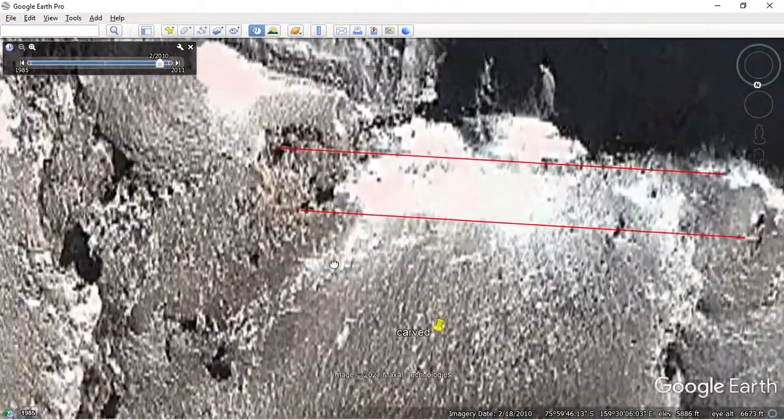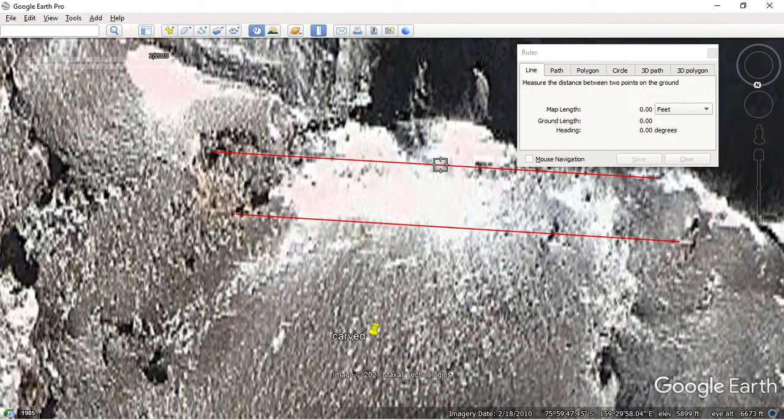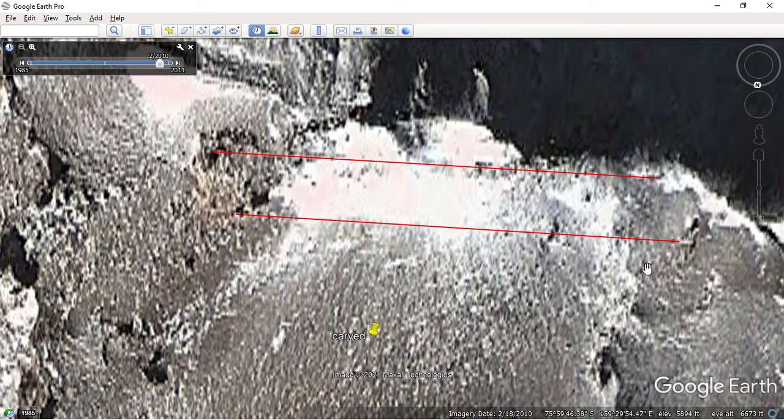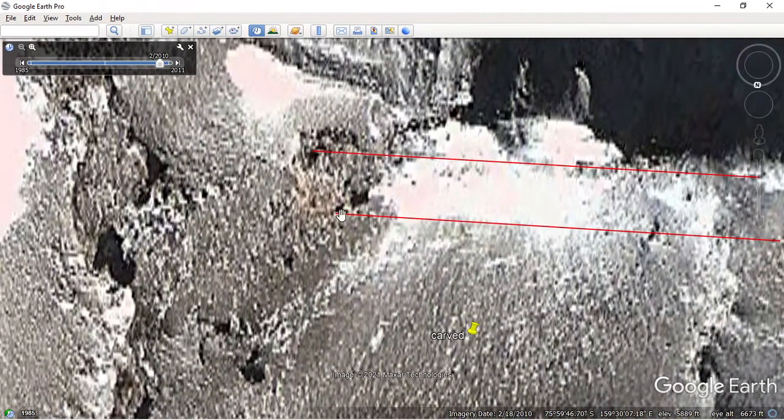Okay. So we have two parallel lines that are about 70 feet apart, and the whole thing, if we take a length from here to the back side of this over here, is about almost 600 feet long. And what it seems to be is some kind of a hoist system. I mean, that's the idea I'm getting.